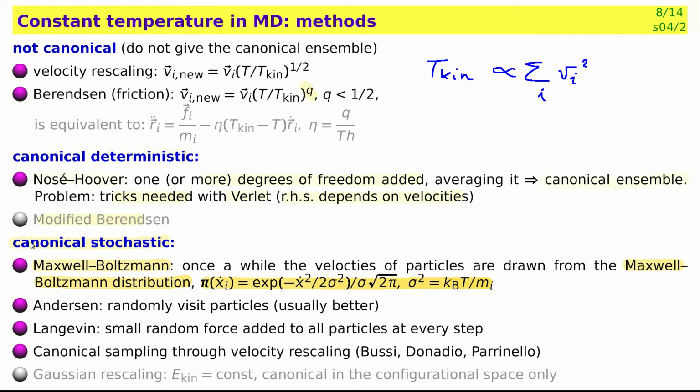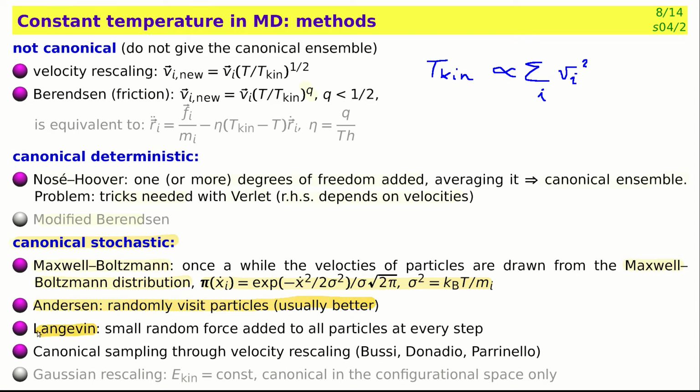Of course, if we use such a thermostat, we cannot study quantities like, for example, diffusion or viscosity, because the trajectory is affected a lot. But we can study all static quantities. There is a more gentle way to do this, that is to randomly visit particles. It is usually better. That is, we run a simulation, and once in a while with certain probability we visit any randomly chosen particle and change its velocity.